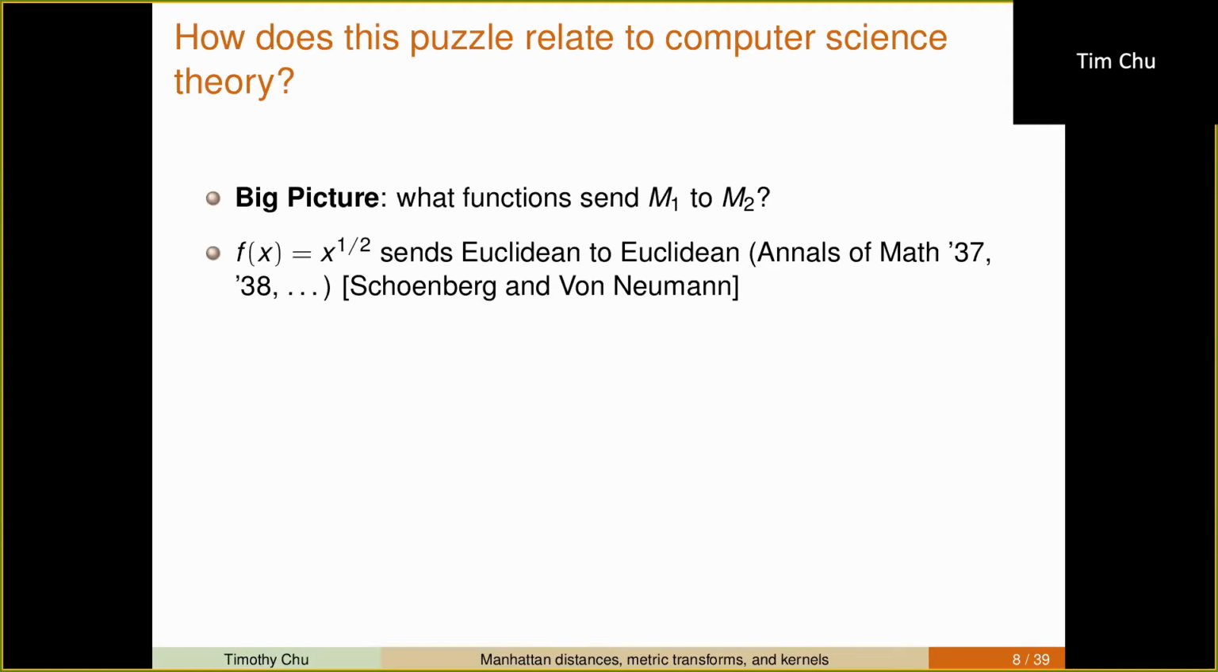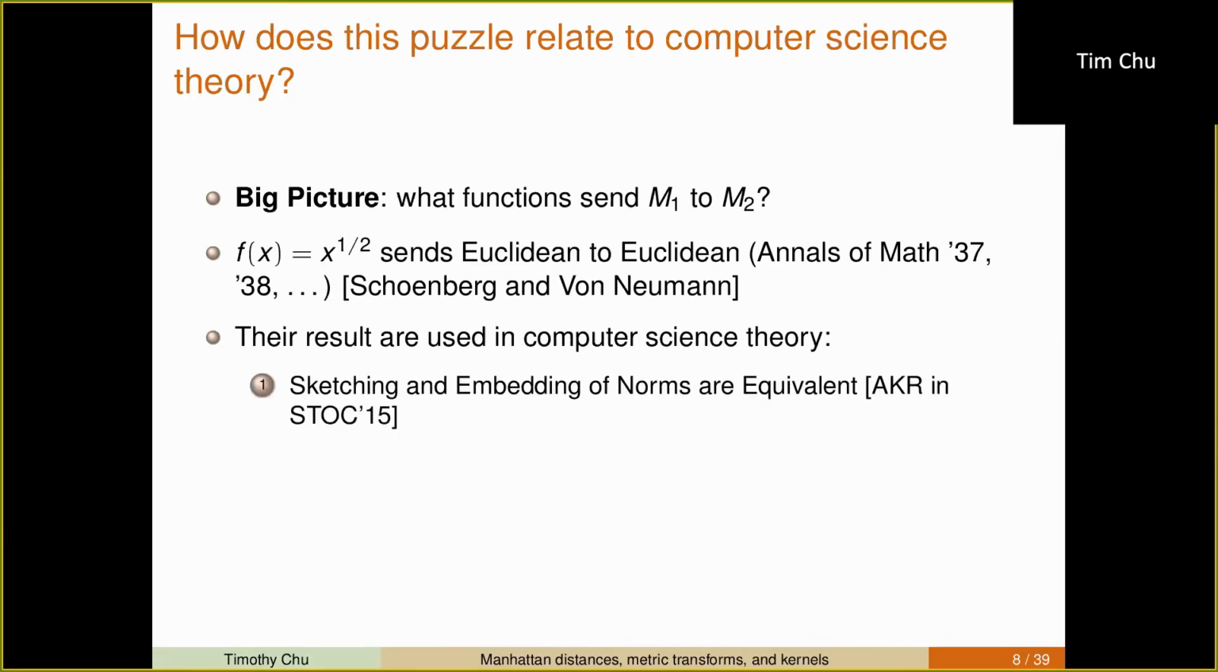And it turns out that their study of this, mostly done by Schoenberg, von Neumann, is essential to the study of a lot of areas of mathematics, including harmonic analysis of semigroups, reproducing kernel Hilbert spaces, and so forth. It's not important what those are, but the key point is those are very, very large areas of mathematics that questions like this actually spawned. But let's focus on how this puzzle relates to computer science theory.